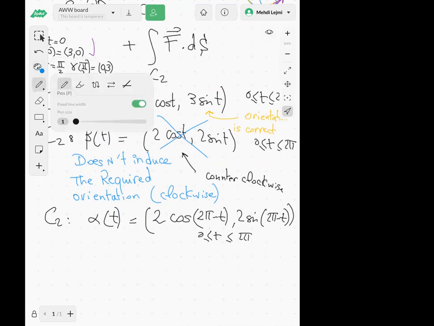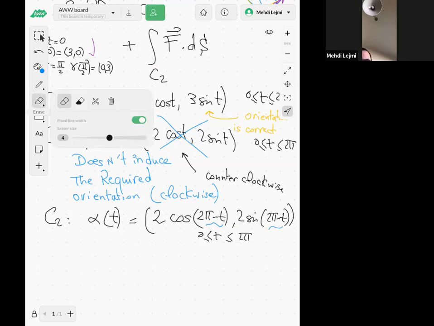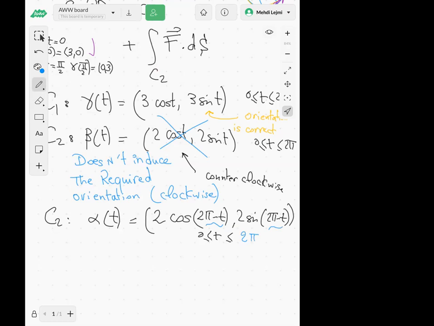When you change it from 2 pi to 2 pi minus t, you change the t from 0 to... is that pi? 0 to pi? No, it's 2 pi there. Sorry, this is 2 pi. It's still the same interval. Yes, it's 2 pi.